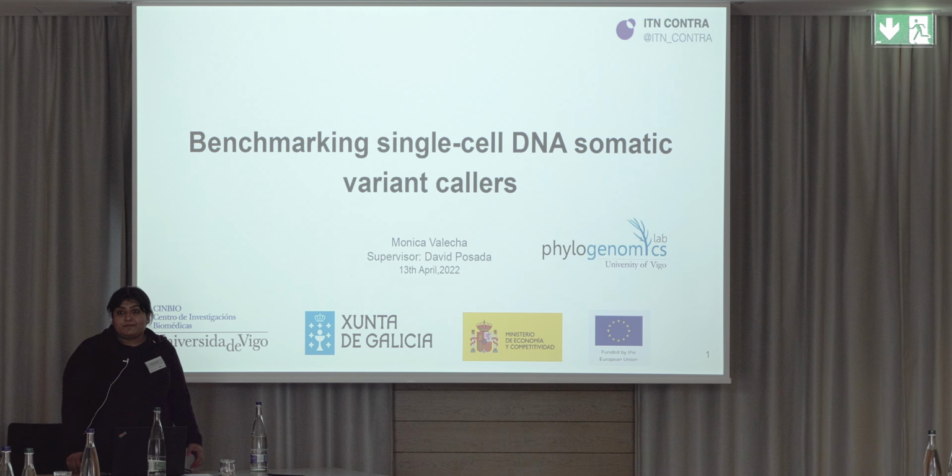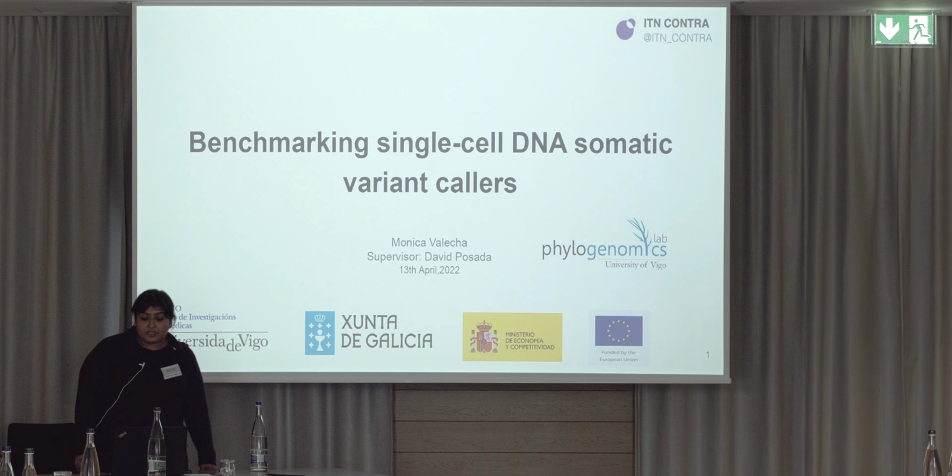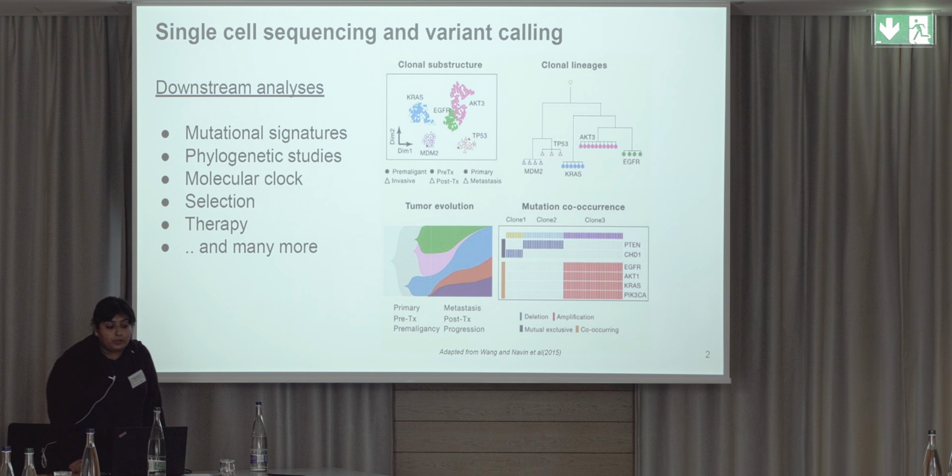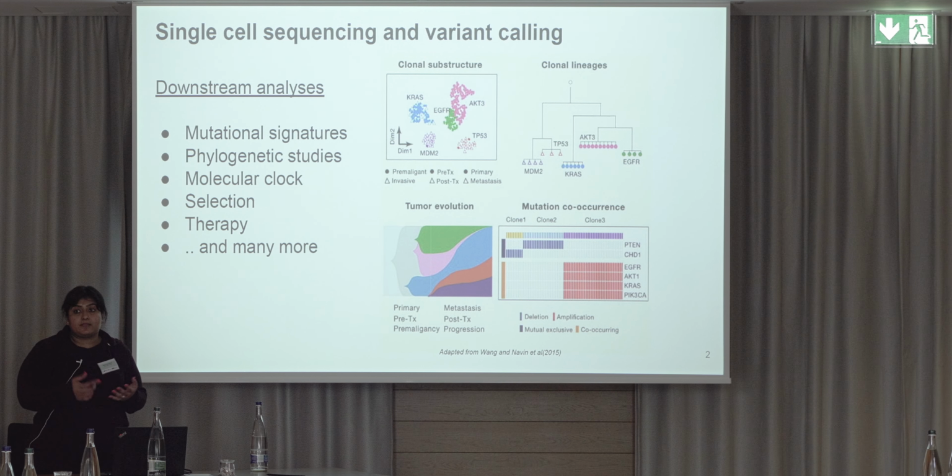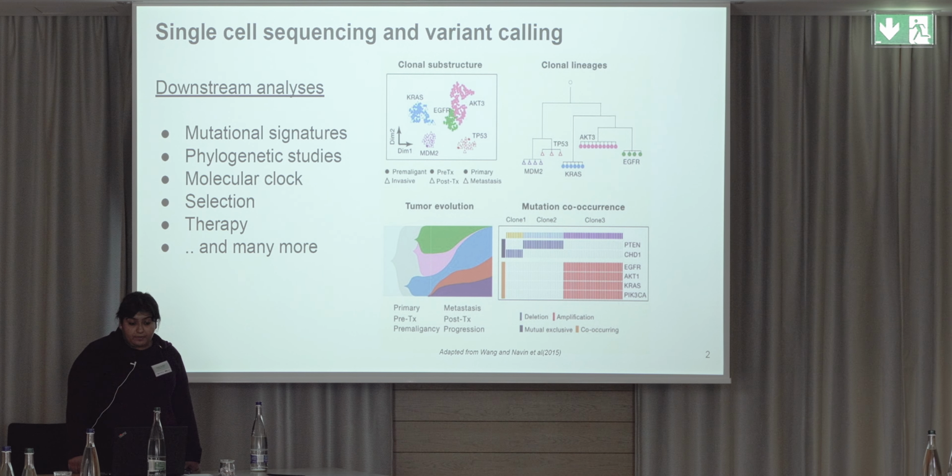So we have heard in many talks, or most of the talks, how important mutations are. Especially given the single-cell data, you need mutations for all kinds of downstream analysis. Maybe it is mutational signatures, phylogenetic analysis, or, while Nico talked about, the molecular clock, selection, therapy, and many more. I think it's fair to say that mutations are a starting point for many of you sitting here, but it is very important to have those reliable mutations.